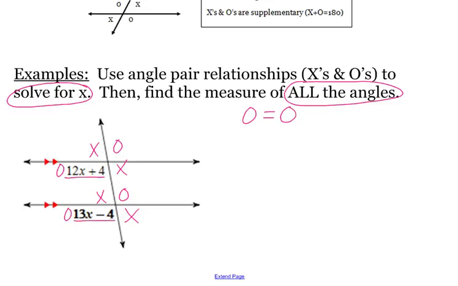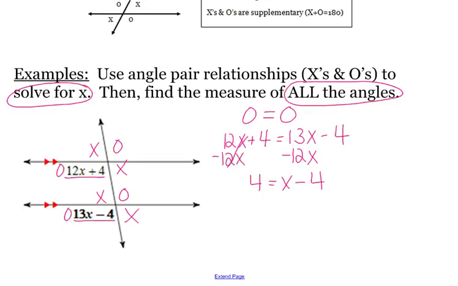So let's fill in our parts. 12x plus 4 equals 13x minus 4. Now we solve for x. We got to get the x's to one side. So 4 equals x minus 4. Add 4 to both sides to get x by itself. And we have x equals 8. Now we got to find the measures of all the angles.